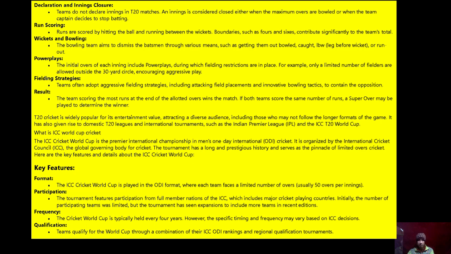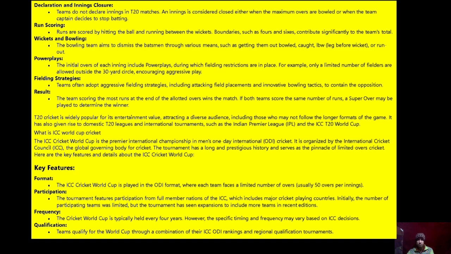Next point, home and away matches. Teams play both home and away matches during the league stage, providing fans across the different cities the opportunity to watch them live matches.